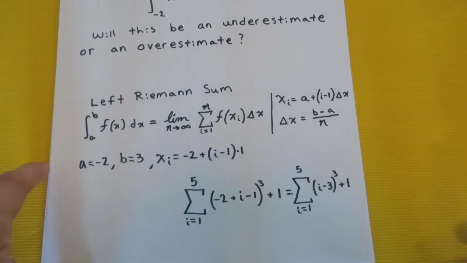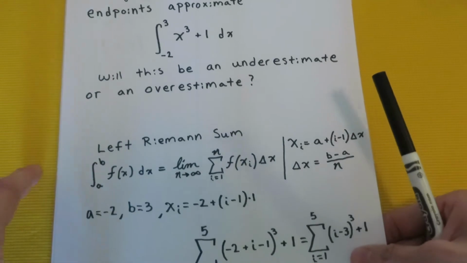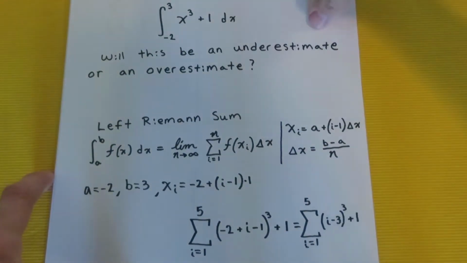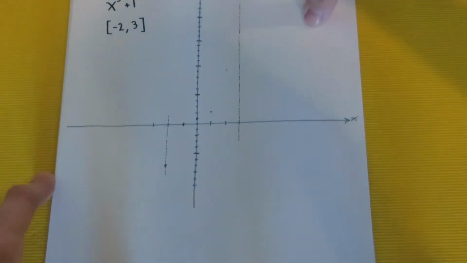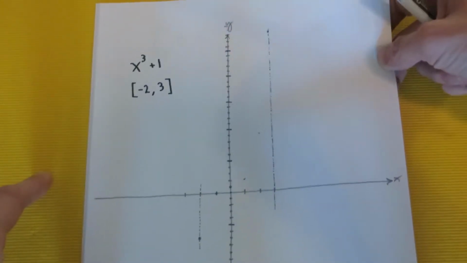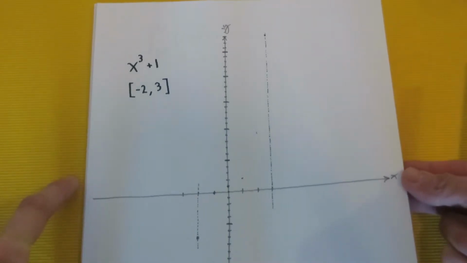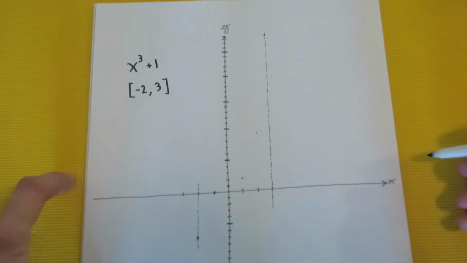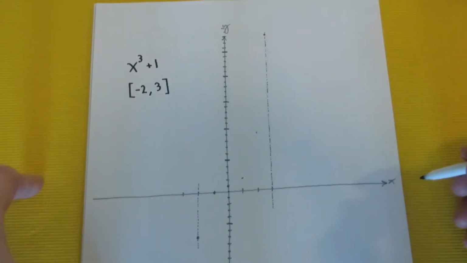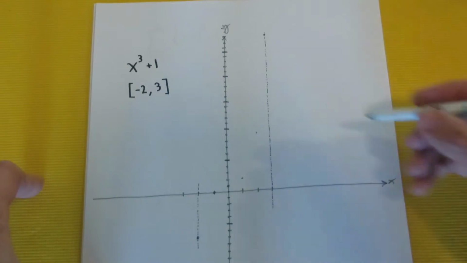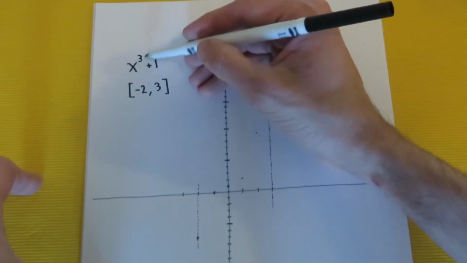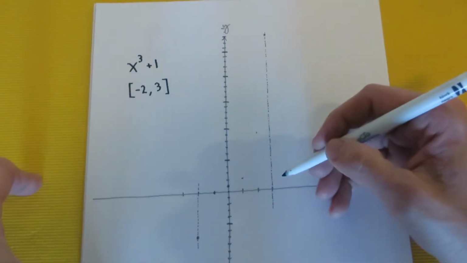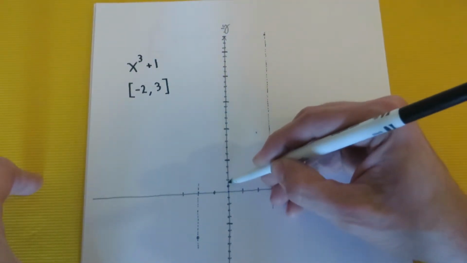So before we tackle that, let's just take a look at what our function here looks like over this interval, because that's going to give us some intuition as to whether or not this is an overestimate or an underestimate. And a good place to start is when x is equal to 0. So when x is equal to 0, we just have x cubed is 0 plus 1. That's going to get us to 1.